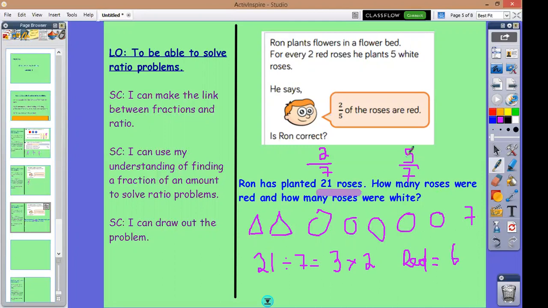Now I'm going to do it again for the white roses, and I've already done 21 divided by 7, which was 3. So I'm just going to do 3 times my numerator, which was 5, which equals 15. So I know my white equals 15. And a very good way of checking at the end is to add these numbers together and see if they equal 21.